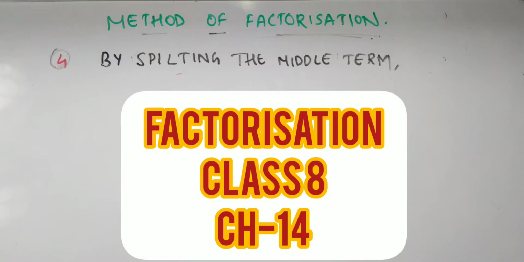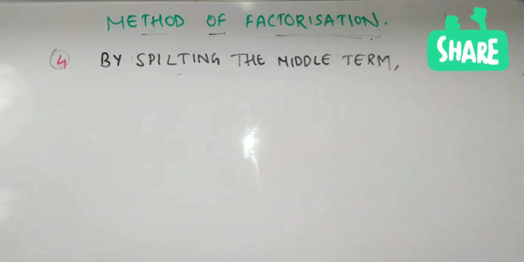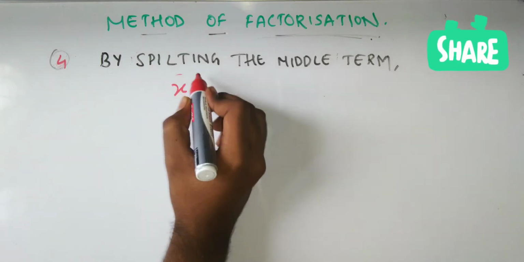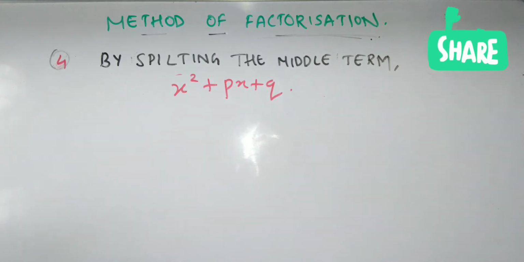Now guys, in this video we'll be discussing the fourth method, that is splitting the middle term. This is an important method you need to remember. In the textbook they have not mentioned the heading as splitting the middle term. Instead, they mention the normal expression, that is x square plus px plus q. This will be the normal expression.